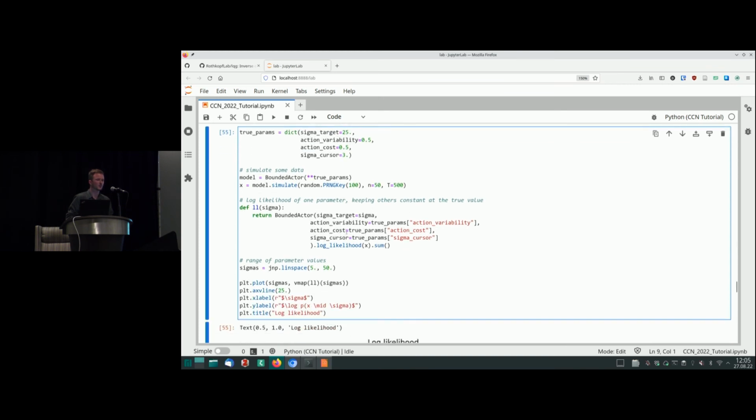And then we can compute the log likelihood of the parameters. In this case, let's first look at one of the parameters, the perceptual uncertainty, while keeping all of the other parameters constant at the true value, just to illustrate.